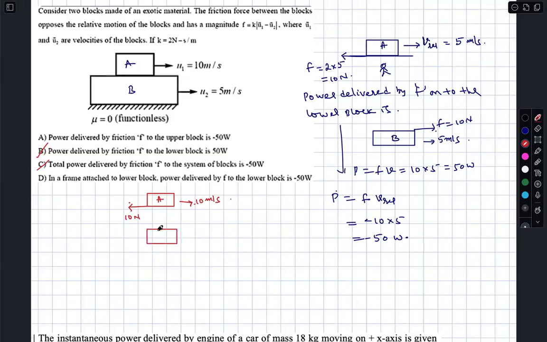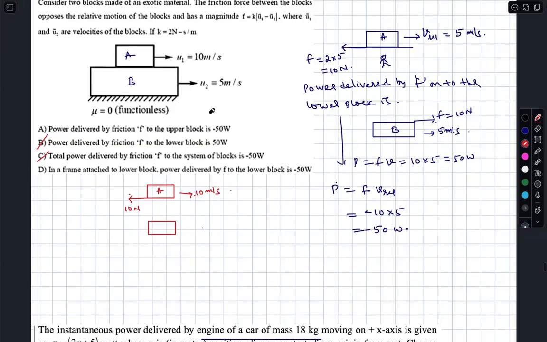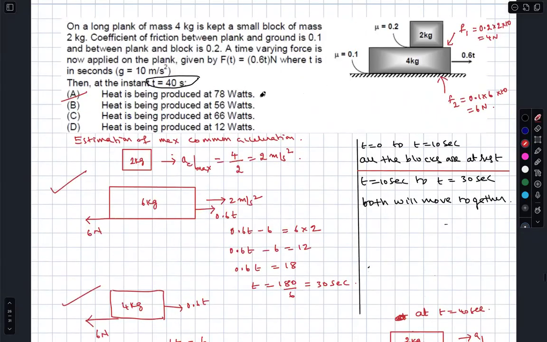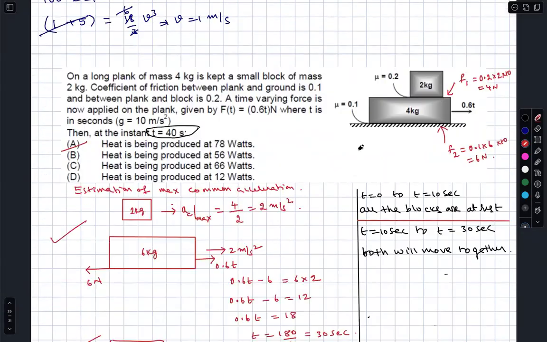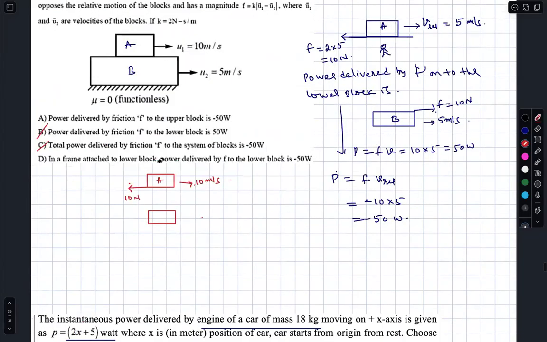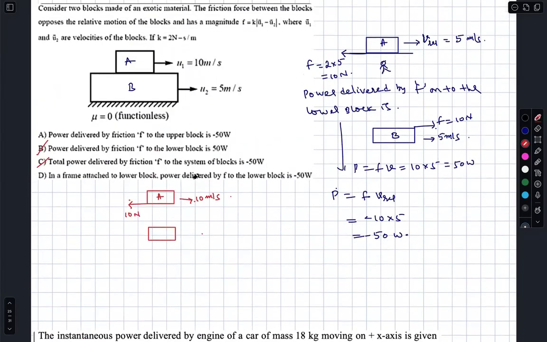On B, it is 10 Newton and it has 5 meter per second velocity.